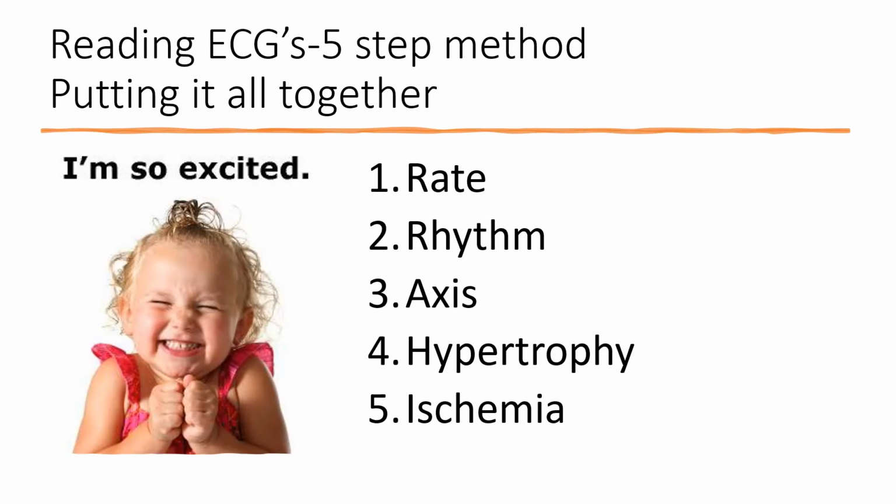Now that we know what an ECG measures and what the lead placement represents, and how it affects QRS morphology, let's get into putting it all together. We're going to learn a 5-step method for reading and interpreting ECGs: rate, rhythm, axis, hypertrophy, and ischemia.